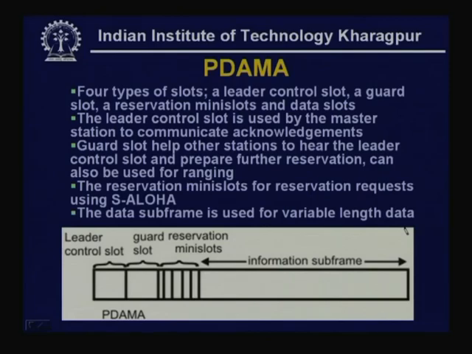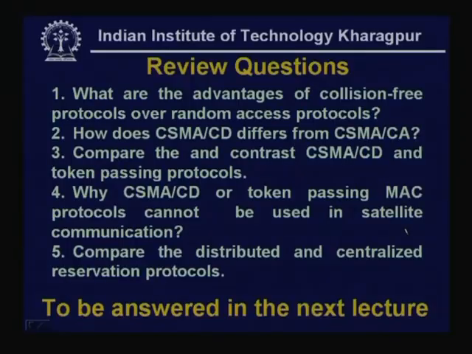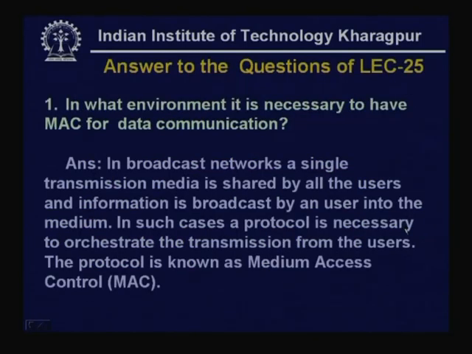So, we have discussed different types of reservation based protocols. Here are the review questions. First question is, what are the advantages of collision free protocols over random access protocols? How does CSMA differ from CSMA CA? Third question is, compare and contrast CSMA CD and token passing protocols. Fourth question was, why CSMA CD or token passing MAC protocols cannot be used in satellite communication. Fifth question is, compare the distributed and centralized reservation protocols.